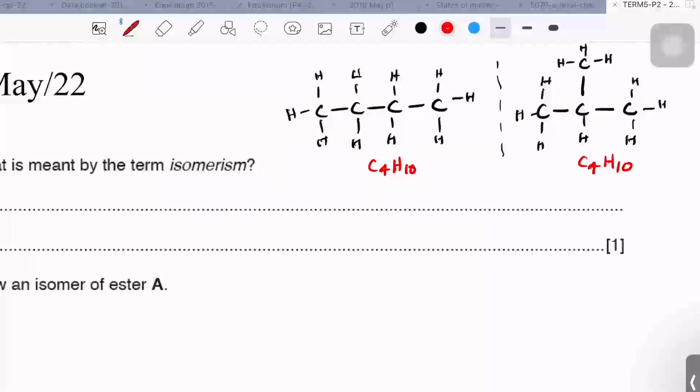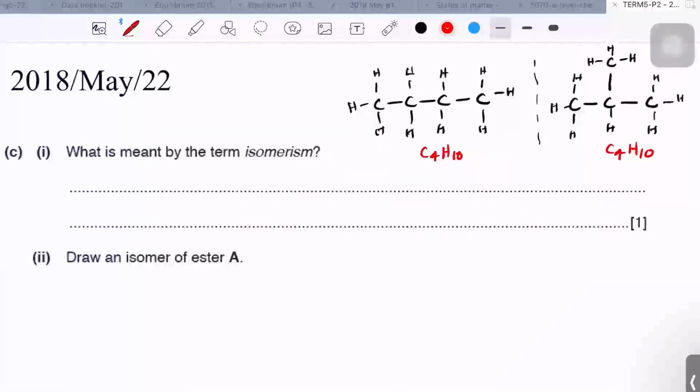So isomers are molecules with the same molecular formula but with different structural formula. Structures are different. So you can draw this example, then we can write the definition.